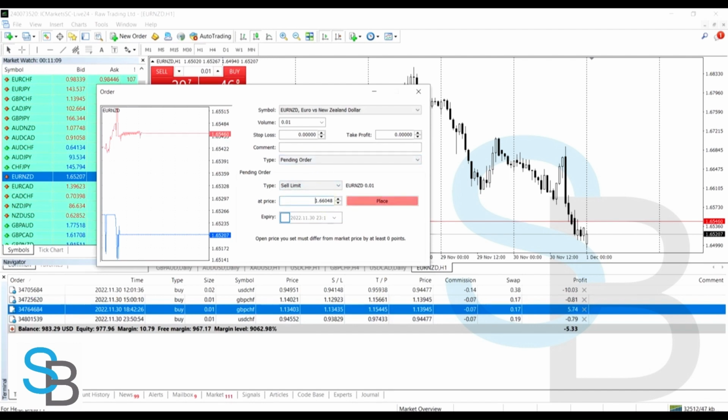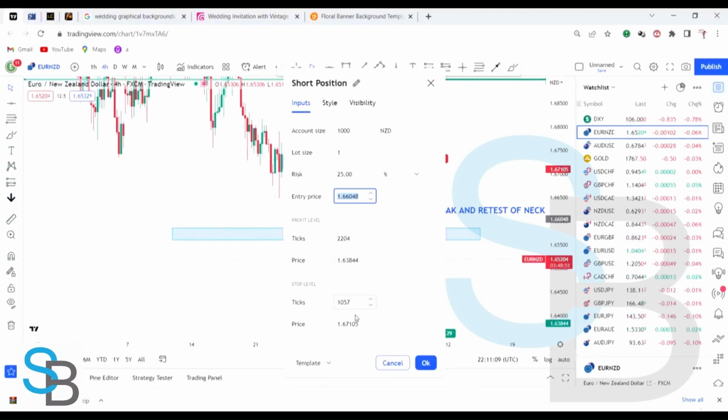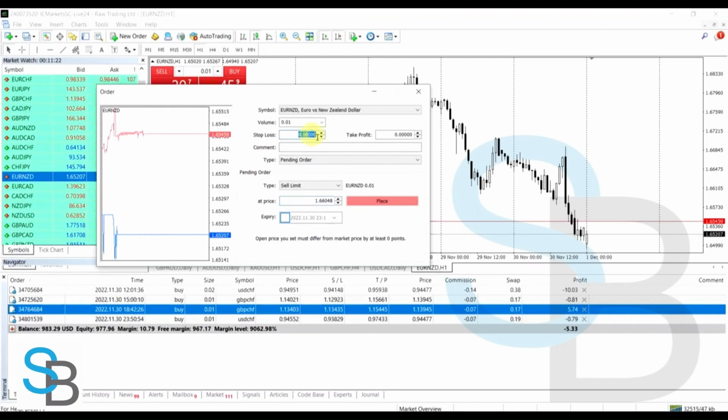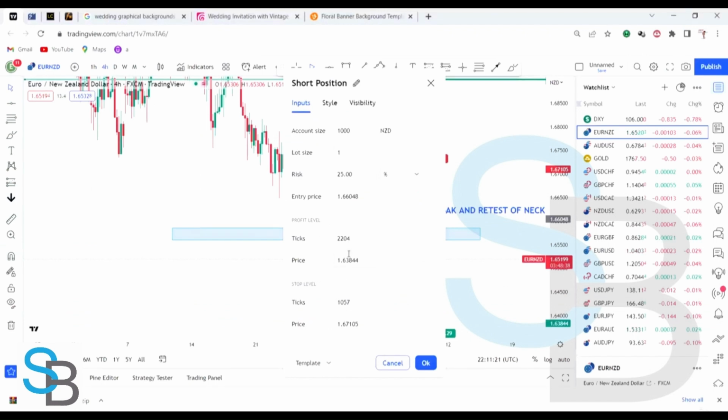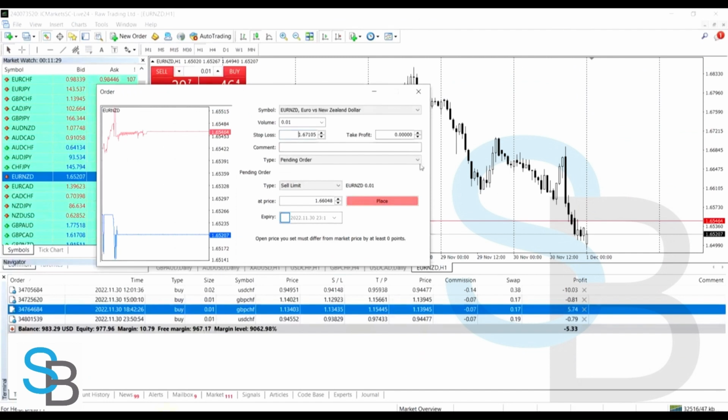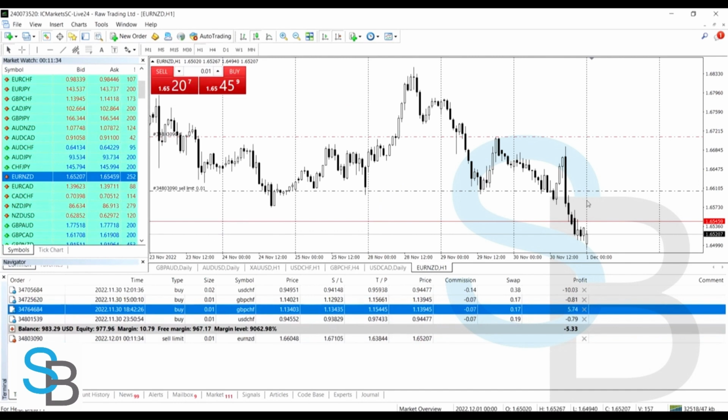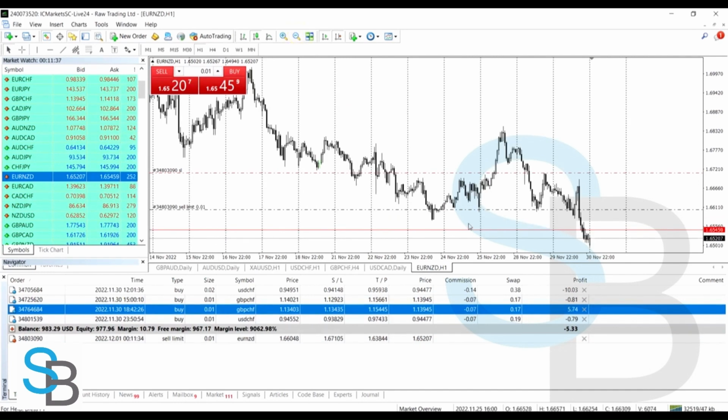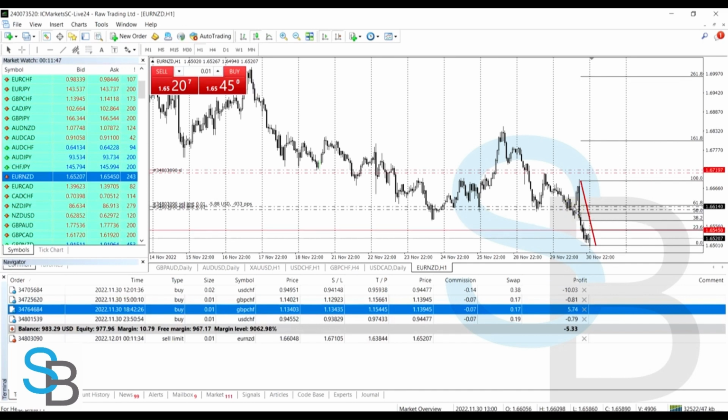Entry price, stop loss. Where is my stop loss? This is my stop loss. Control C. Control V. And then take profit. Control C. Control V. And then place. Okay, perfect. So we are actually waiting for the market to retrace to this level, and then yeah, I'll just adjust it a bit.